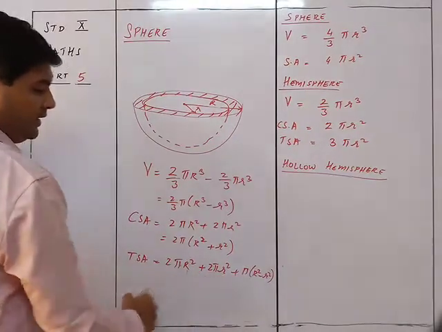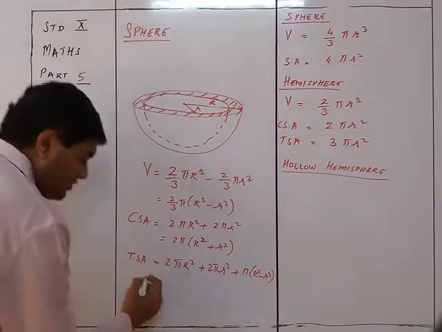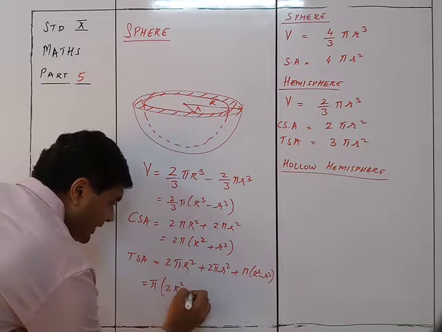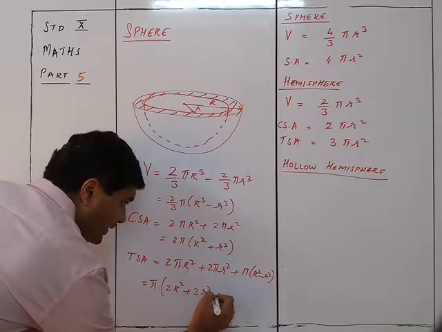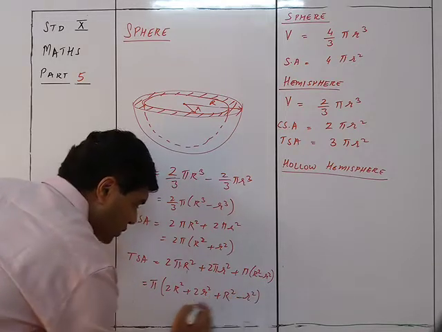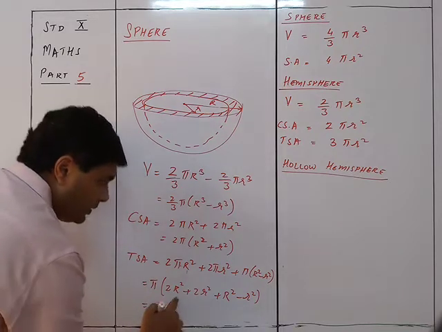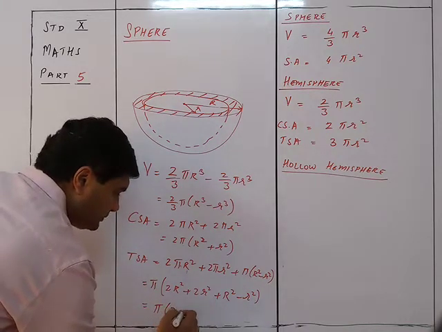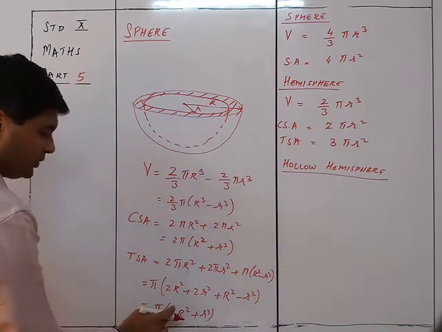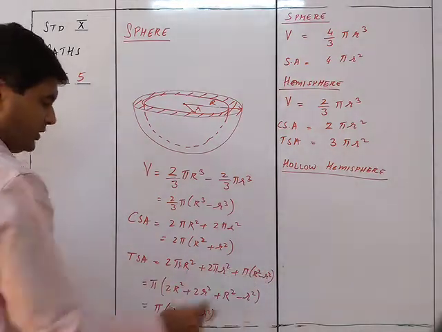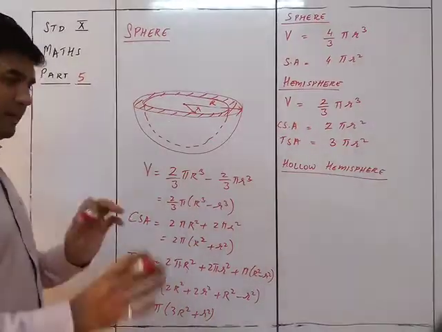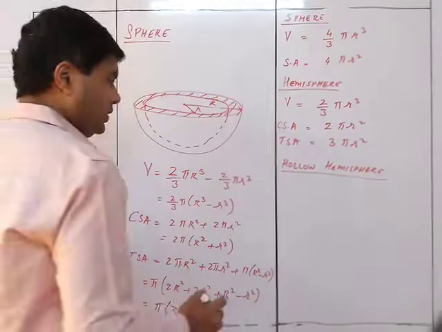So accordingly, if you open the bracket, pi will be common, so it will be pi times 2 R square plus 2 small r square plus R square minus r square. So accordingly it will be pi times 3 R square plus r square. But you normally don't use it, you directly put these values, which will be much easier for you, because ये सब कभी कभी गड़बड़ करता है. So that's why these are the formula.